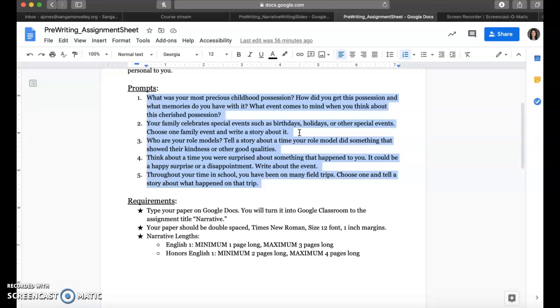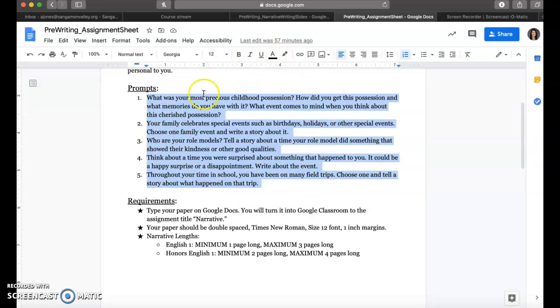Prompt 3, who are your role models? Tell a story about a time your role model did something that showed you their kindness and good qualities. Prompt 4, think about a time you were surprised about something that happened to you. It could be a happy surprise or a disappointment. Write about the event. And prompt 5, throughout your time in school, you have been on many field trips. Choose one and tell a story about what happened on that trip. So all of these prompts are looking at specific events.